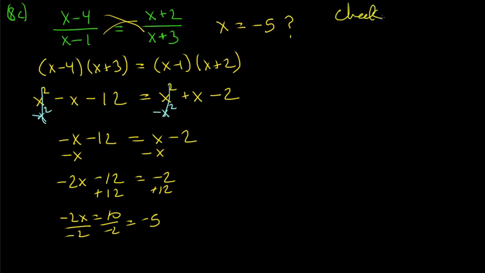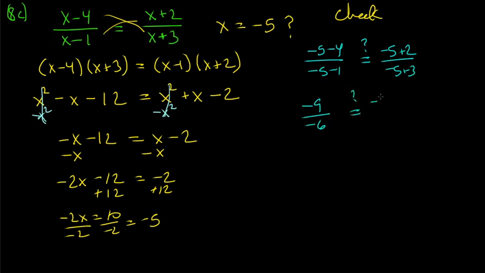So let's check. Yep, so if x is negative 5, we get negative 5 minus 4 over negative 5 minus 1. Does that equal negative 5 plus 2 over negative 5 plus 3? All right, we get negative 9 over negative 6. Is that the same as negative 3 over negative 2? So notice a negative divided by negative is positive. Same thing on the left. So 9 over 6, is that the same thing as 3 over 2?